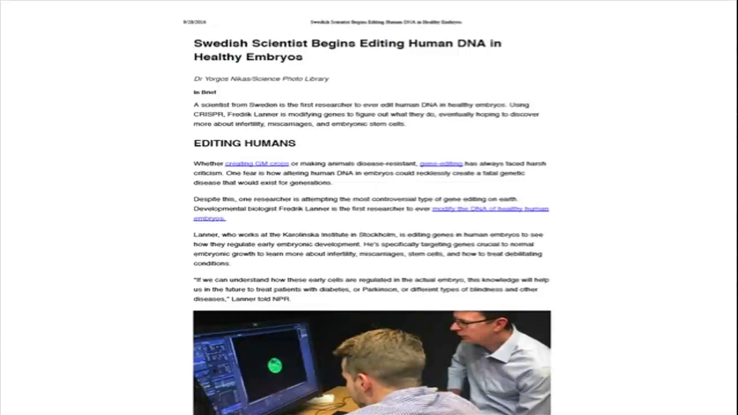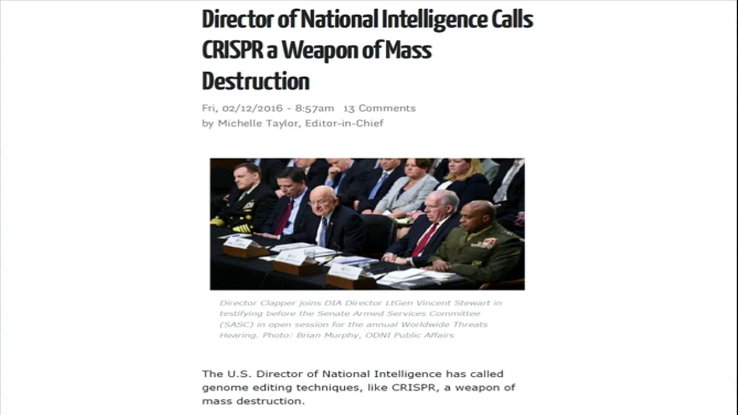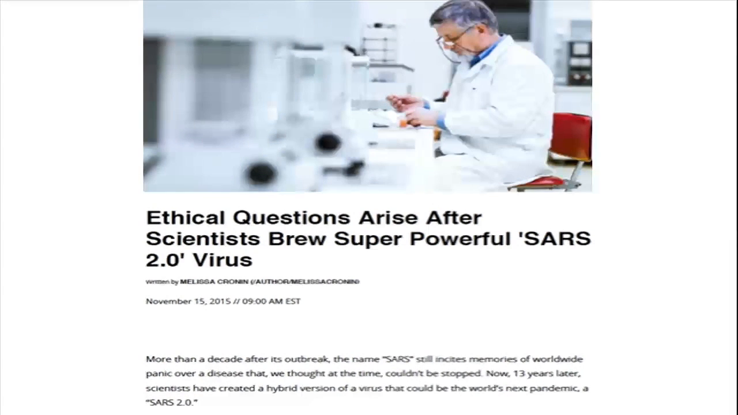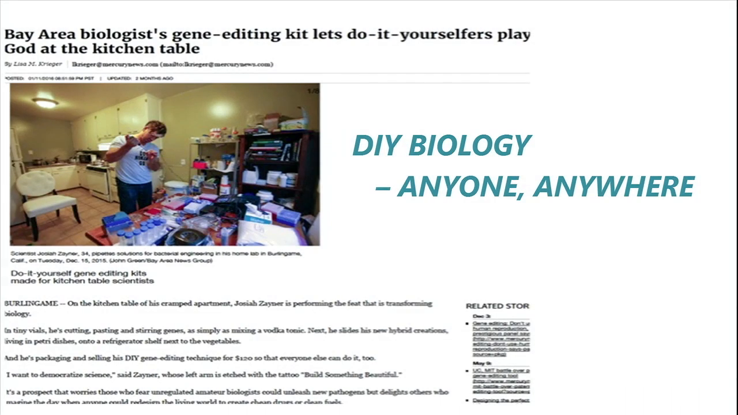Editing of human embryos is already happening in Sweden. The Director of National Intelligence in the US last year called CRISPR-Cas9 a weapon of mass destruction, because I think he recognized the applicability to pathogens. There's a story about a SARS version 2 virus created in a lab. And of course, do-it-yourself biology is an emerging trend.